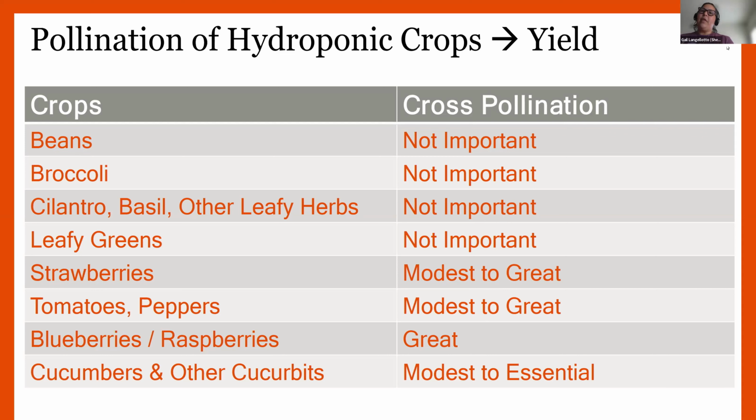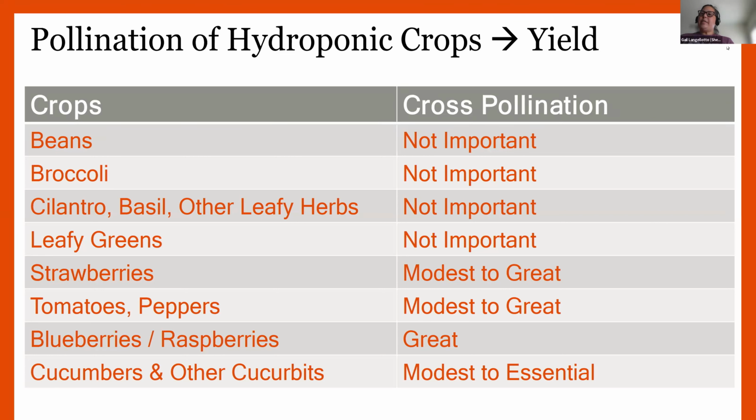seed stage. Then we start getting into those more traditional fruited crops. Things like strawberries, tomatoes, and peppers. These are all plants which are able to self-pollinate to some degree, but research has repeatedly shown that the size of individual fruits, as well as the quality of individual fruits, is greatly improved when you have cross-pollination.